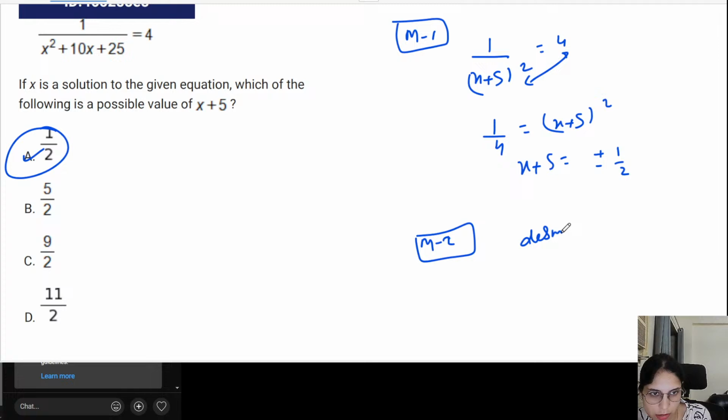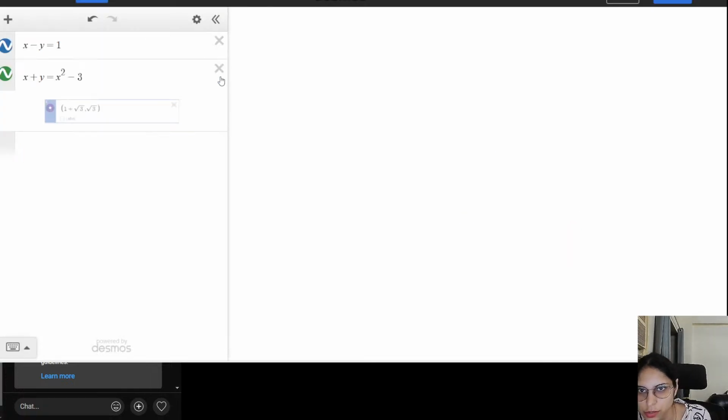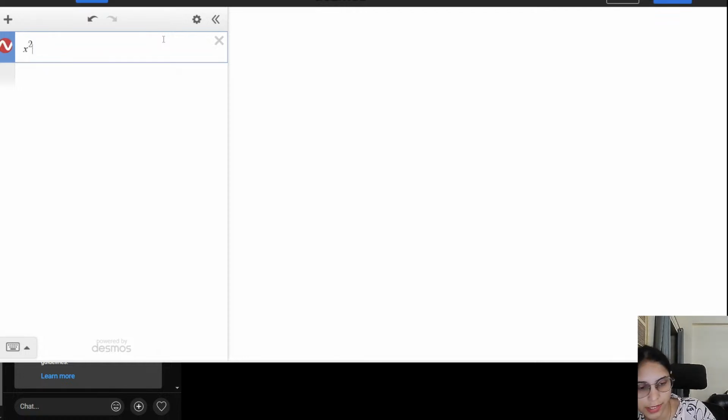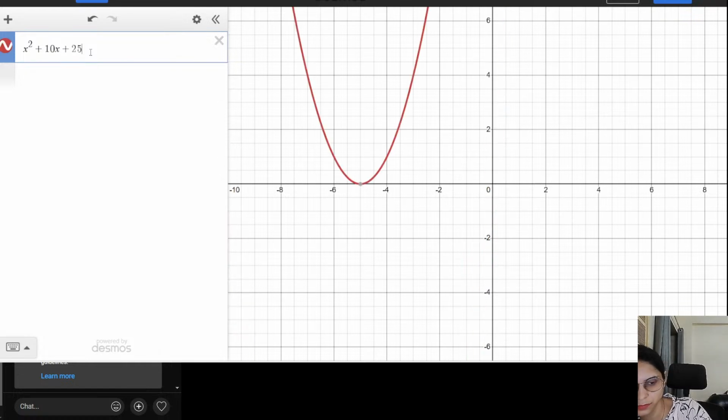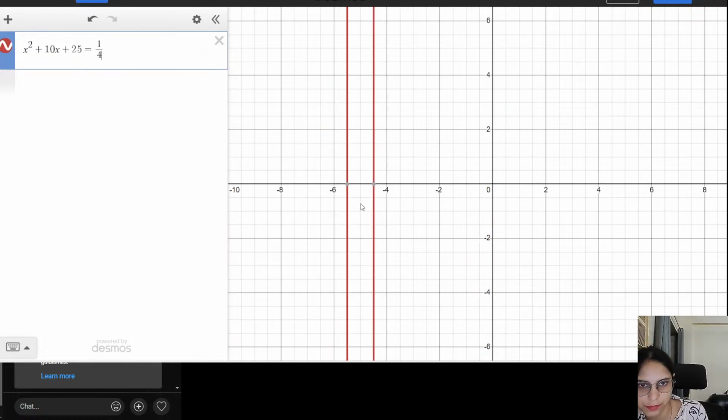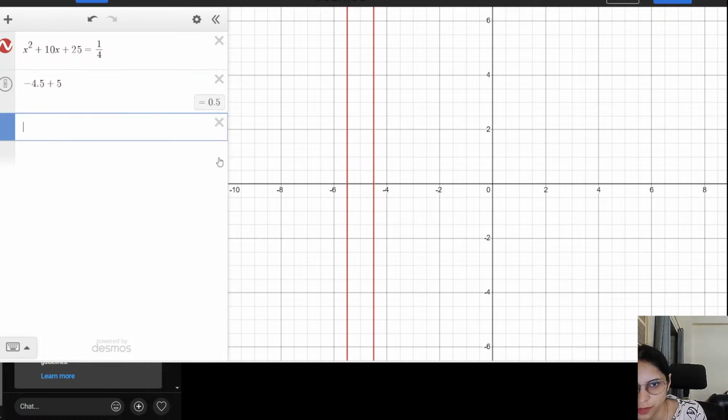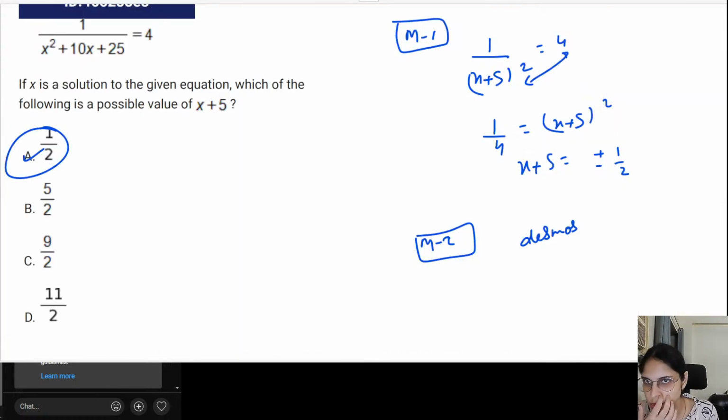Method 2 is obviously Desmos. So over there, x squared plus 10x plus 25 will be equal to 1/4. Oh, my Desmos. Getting these two answers, and then negative 4.5 plus 5, 0.5, negative 5.5 plus 5, there are no negative options, so 1/2 works. Got it? That also you can do. In Desmos, you just have to put 1/4 equals x squared plus 10x plus 25.